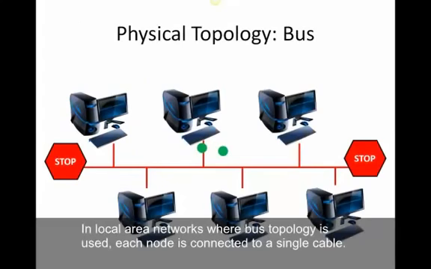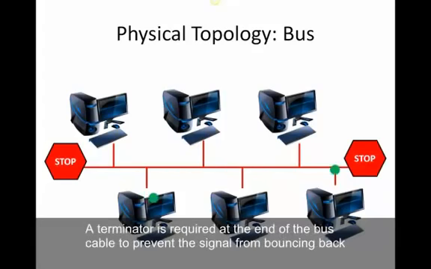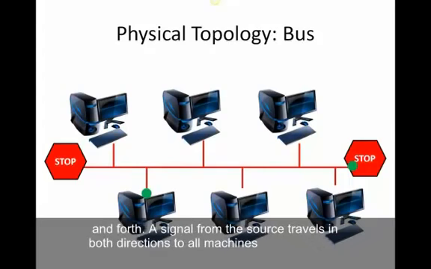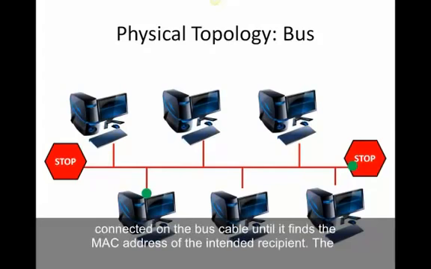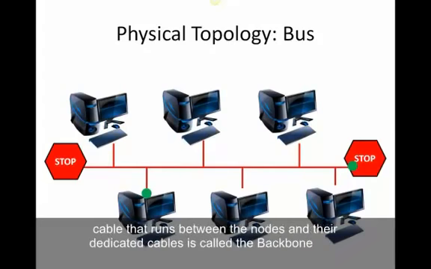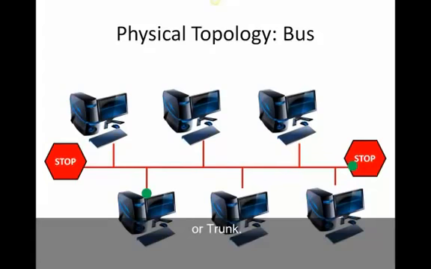In a local area network where bus topology is used, each node is connected to a central cable. A terminator is required at the end of the bus cable to prevent the signal from bouncing back and forth. A signal from the source travels in both directions to all machines connected on the bus cable until it finds the MAC address of the intended recipient. The cable that runs between the nodes and their dedicated cables is called the backbone or trunk.